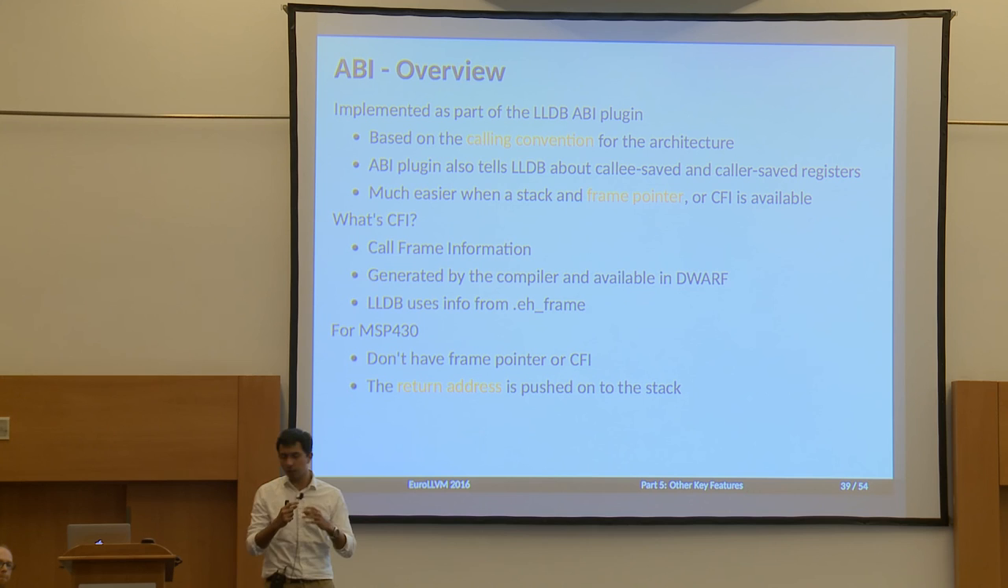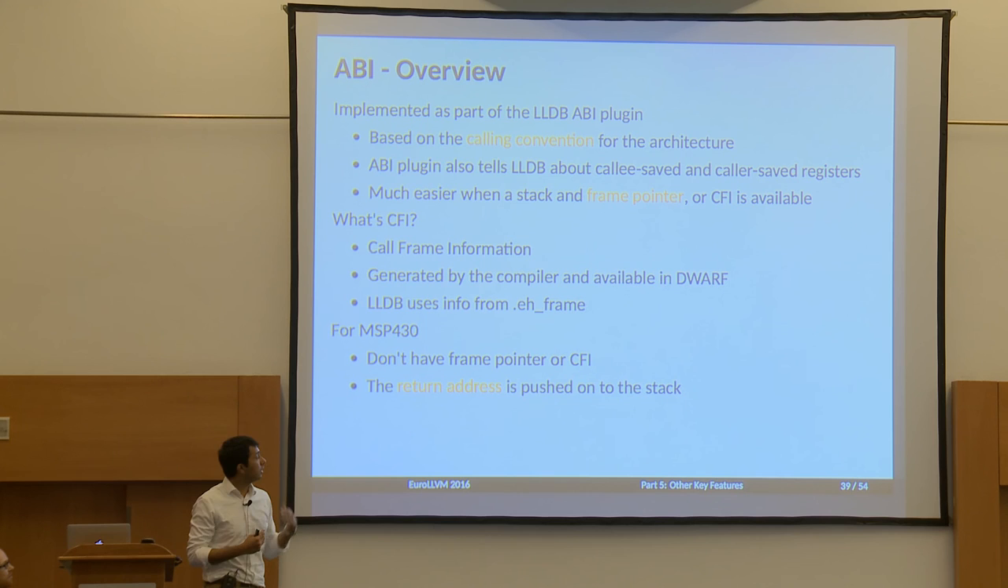And how is unwinding done? It uses a lot of unwind plans, so it tries out different options. One thing it checks is if the architecture has a stack or frame pointer, then it uses that information. Or if CFI, the call frame information, is available in DWARF, LLDB uses that information. CFI is generated by the compiler and available in DWARF. Now, one thing we found for MSP430 is that, unfortunately, it doesn't have a frame pointer, and the CFI is also missing.